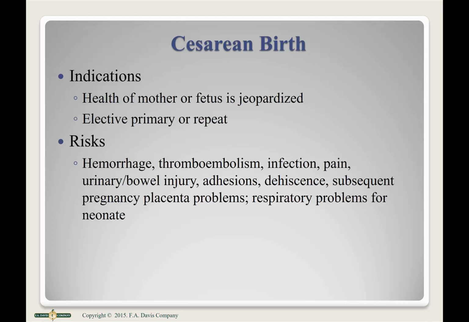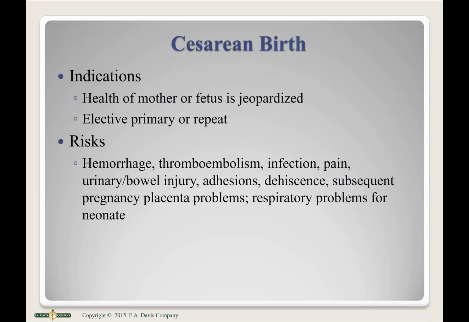Also, C-sections can be done as primary C-sections or repeat. Primary means it's the first C-section the woman's ever had. Of course, a repeat C-section means she's had C-sections before, but she can also have an elective C-section. She can just say, hey, I've thought about it. I really don't want to have anything to do with labor and a vaginal birth, and I choose to have a cesarean section. That is her choice, and we can allow her to do that.